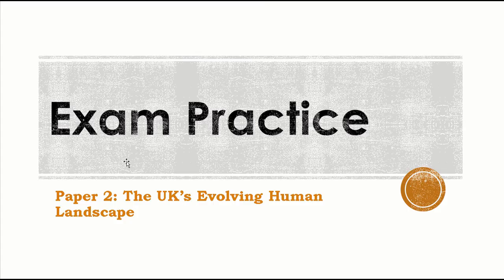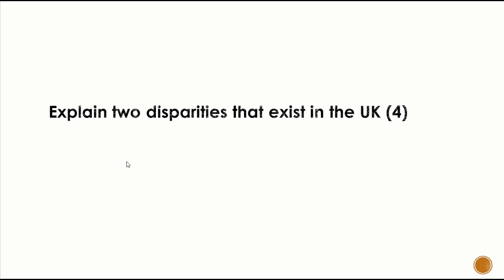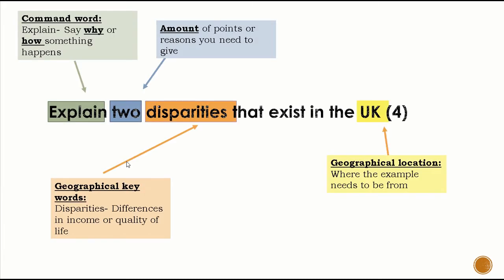Excellent. So we're now going to move on to our exam question, which links into our disparities of the UK. So the question that we're going to look at is: explain two disparities that exist in the UK. So you can pause this if you'd like to, annotate that question, add any extra information in that you need to. Okay, so your annotation should look something like this.